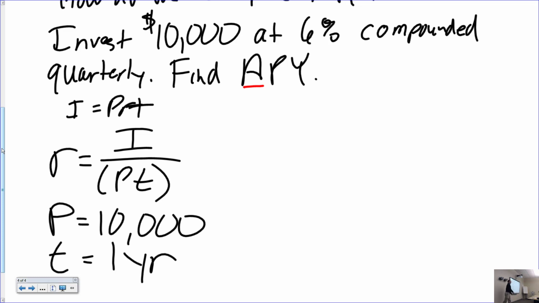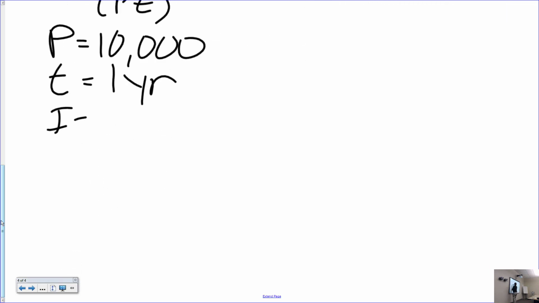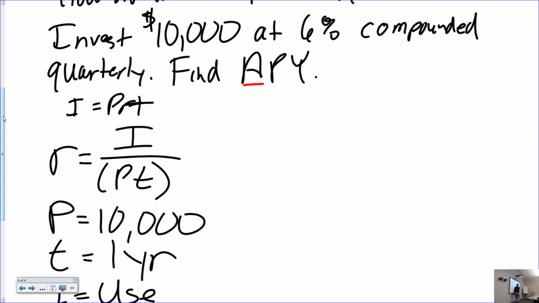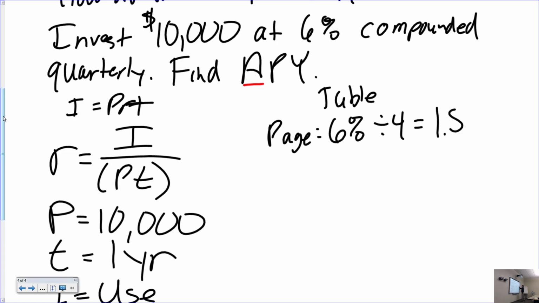It's 1 year. And now here's the mildly tricky part. How do we find the interest that this investment is going to earn in 1 year? Won't we use the table? Good idea. Let's use the tables. Okay, so how are we going to use the tables? What page are we going to go to? 6%. And what are we going to do with that 6%? Divide it by 4. 1.5 turns. We're on the 1.5% page.